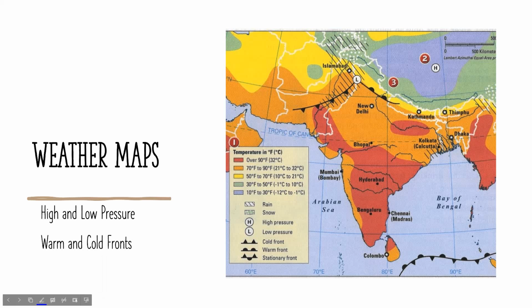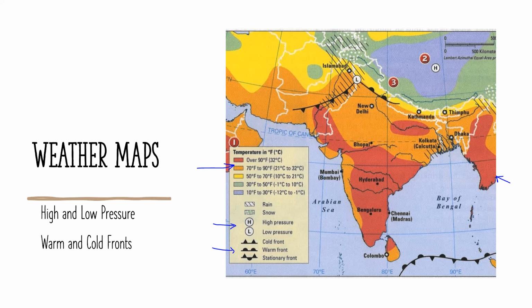Your color patterns are going to indicate your temperature. So usually you're going to have in your blue colors, your colder areas, darker red colors are going to be your hotter temperatures. Now after that, some other symbols that we want to pay attention to are high and low pressure areas, as well as these symbols that represent cold fronts and warm fronts.